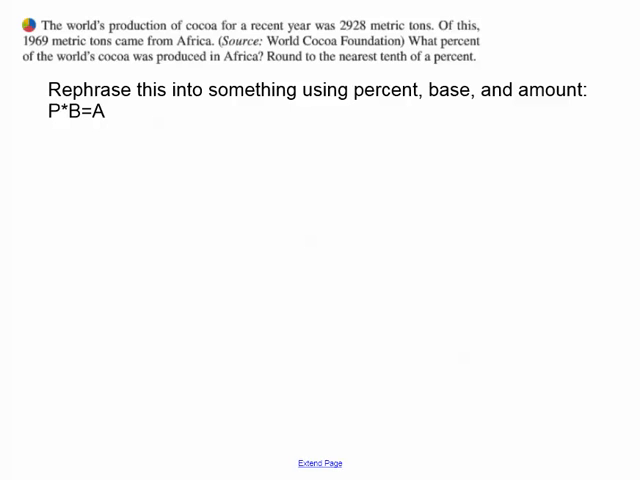All right, so there's a piece of information that our answer should be rounded to the nearest tenth. We can use P times B equals A, or we can use is to of as percent is to 100. I'll use black, just to be consistent. So there's our two different approaches. But in order to use either one of those, we've got to come up with a question that rephrases all this information together.